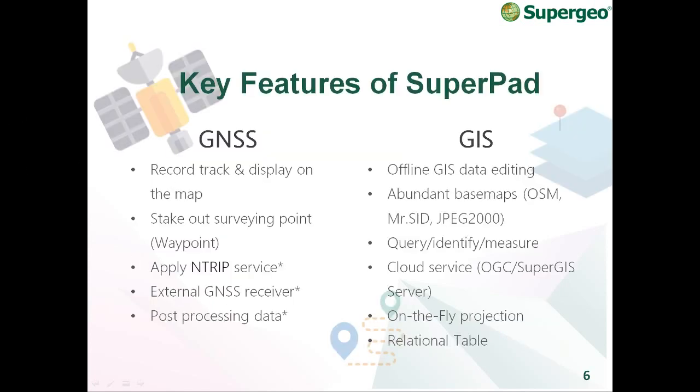Okay, then in this slide we will take a closer look at the key features of SuperPad. The features of SuperPad can be roughly divided into two categories. The first category is the GNSS capabilities. It includes setting waypoints to guide workers to certain positions and recording the GPS tracks for further uses. And the second category is GIS capabilities, which could help users edit geospatial data offline, add various raster maps, query data with 3 different methods, stream the data through the internet, and organize data with related table.